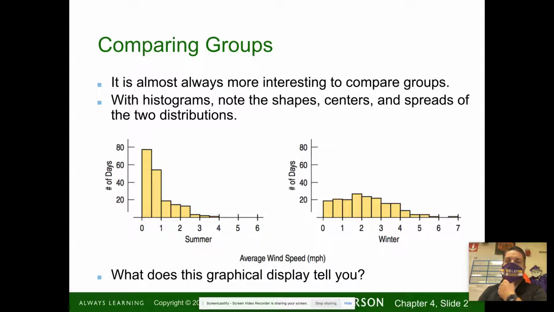You could use histograms, and then you note the shapes, the centers, the spreads of the two different distributions. And when you look at this, what do they tell you? Let's unpack this. This is the average wind speed during the winter and during the summer.